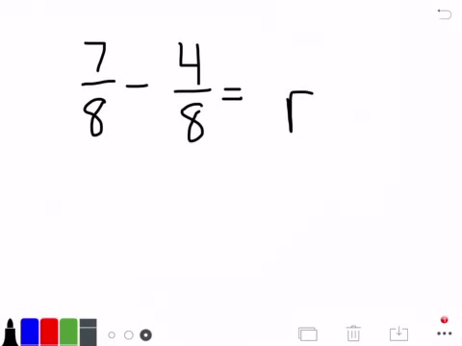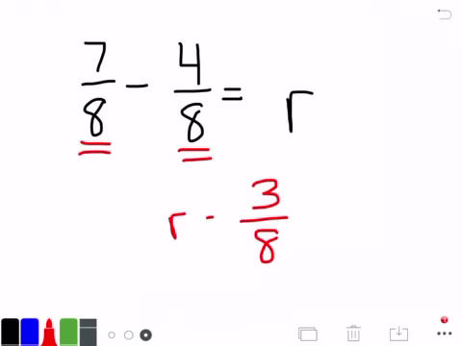Okay, you had a chance to work it out. 7/8 minus 4/8. 8s minus 8s, we got the same denominator. It's going to be a piece of cake. 7/8 minus 4/8, 3/8 left over. R equals 3/8. Keep in mind, we're subtracting with the same denominator. That's the key here. All we need to do is take 4/8 away from 7/8. We'd be left with 3/8.